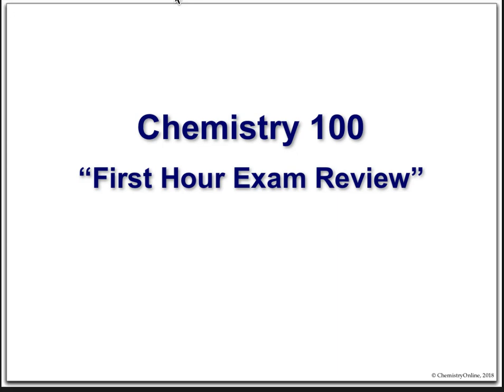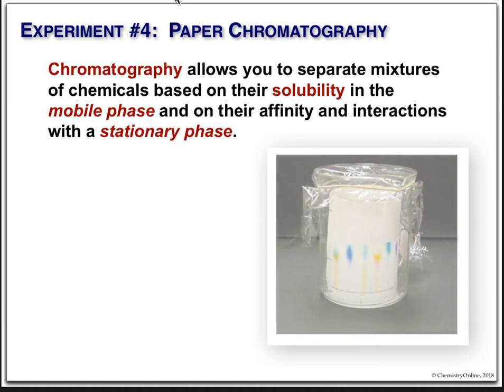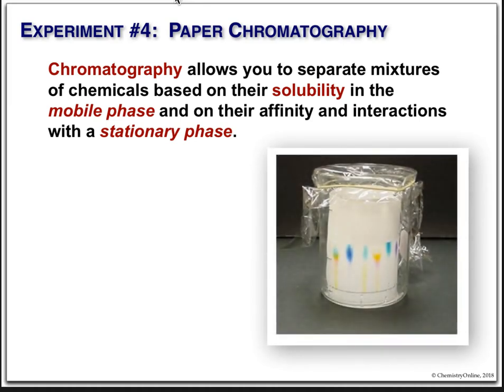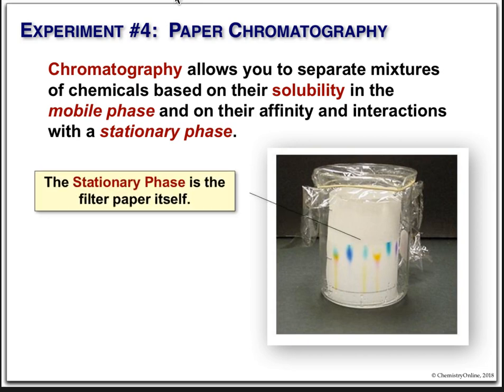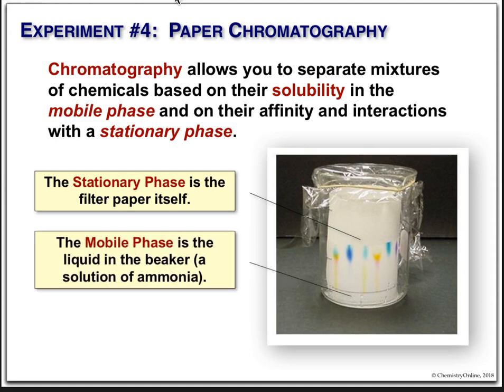Before we actually start on the exam review, I'd just like to talk a little bit about the lab we did. We did paper chromatography. Chromatography is something that's used a lot in organic chemistry and more advanced analytical chemistry. It involves the interaction between substances with a mobile phase and a stationary phase. Now, this is something like the setup that we had. The stationary phase is a fancy word for the filter paper, and the mobile phase is the water that you put in the bottom.